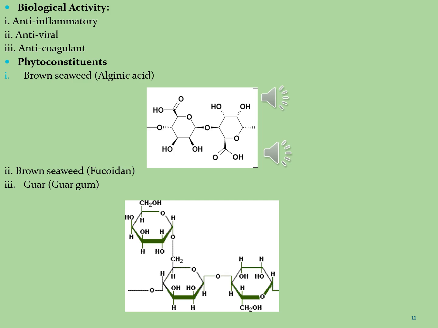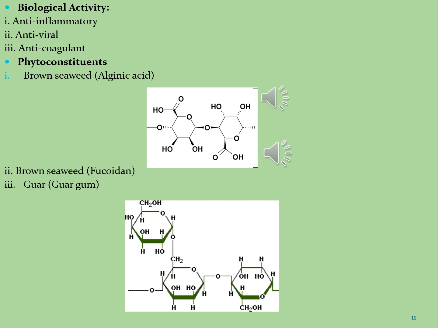The first example is alginic acid. Now we see the sources and uses of alginic acid. Alginates are naturally present in brown seaweed cell walls. Commercial alginates are mainly extracted from species of Laminaria, Ascophyllum, and Durvillaea.